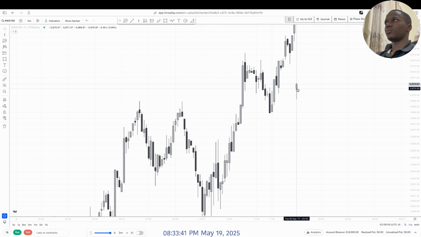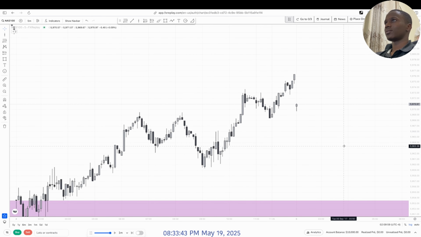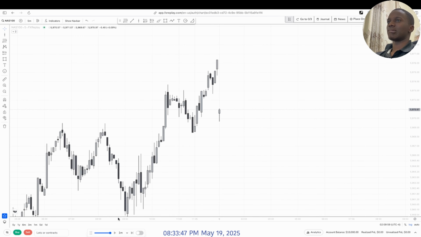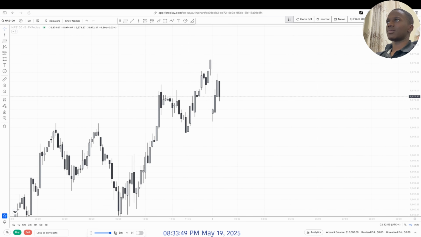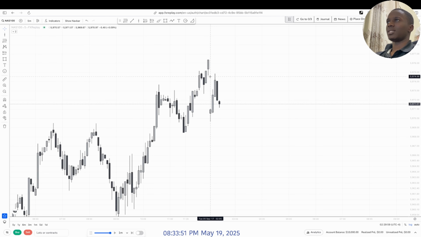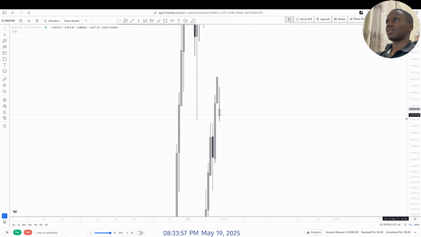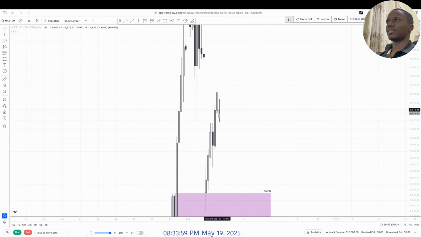Okay, so new day opens here. Market balances the gap, and when we go to 2 hour, we can see that the volume imbalance right here has already been balanced by pushing higher. And let's go back now to the 5 minute.